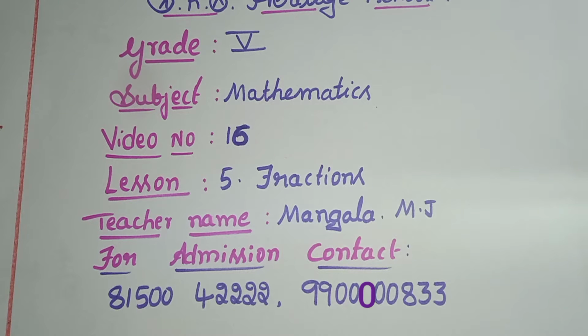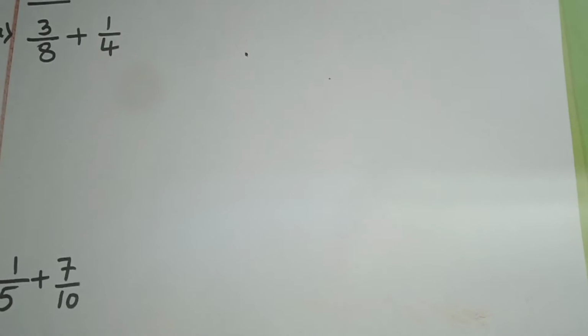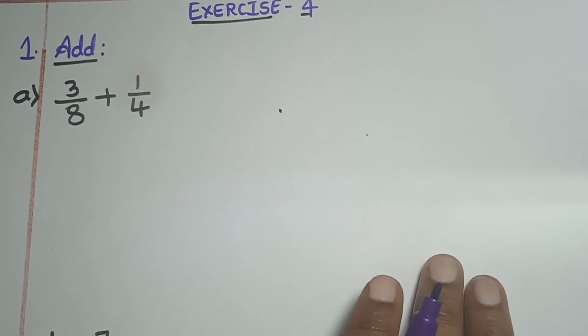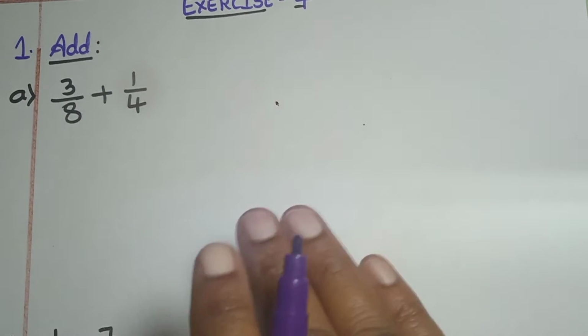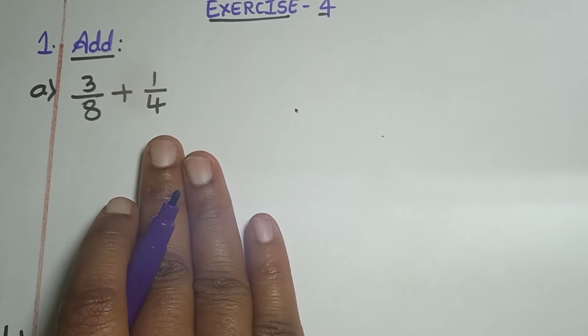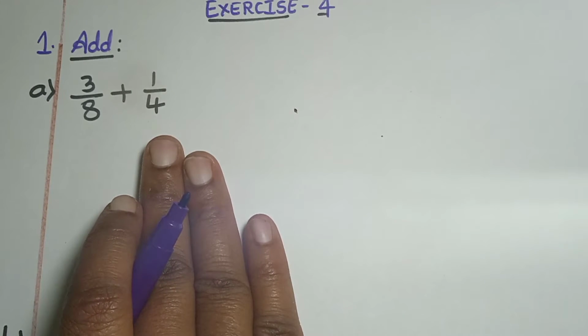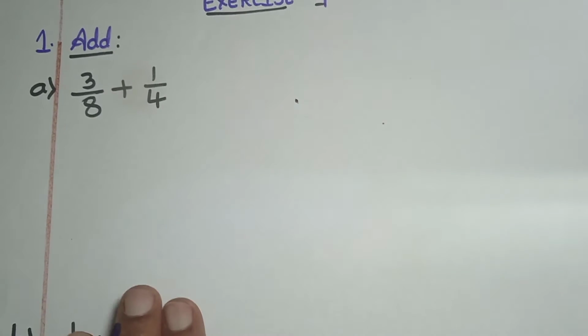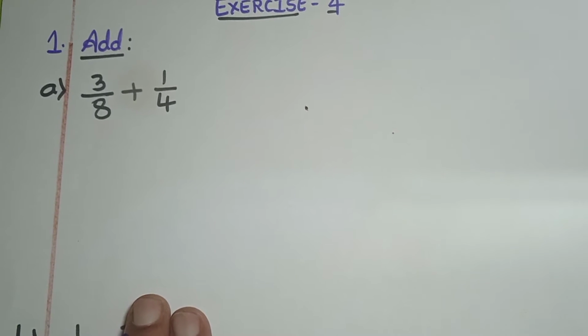Now let us go with addition of fractions. See here children, how to add fractions if they have different denominators. The same procedure we used for ascending and descending order applies here. We should take the LCM first. After that we have to equalize the denominators. Then we should add the numerators. Yes, let us start.